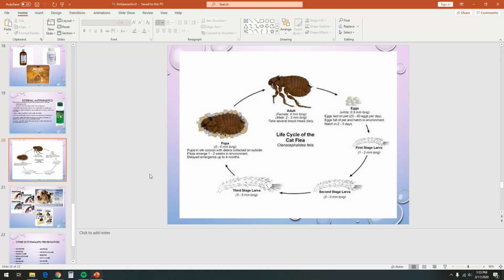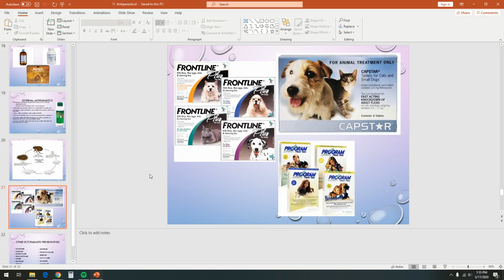Once it's cold outside, guess where everything goes? Everything goes inside where it's nice and warm. So all the fleas just migrate inside onto our pets. So it's pretty disgusting. So here's some examples of Frontline, Capstar, Program.